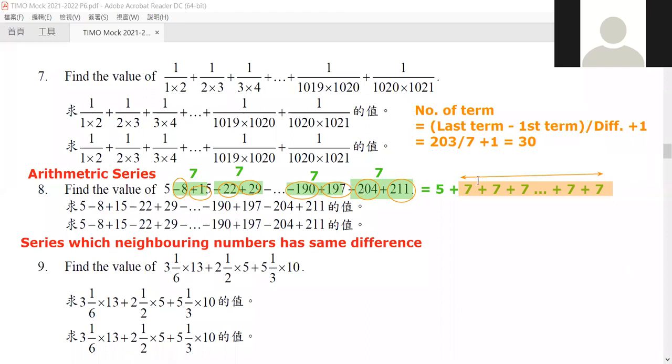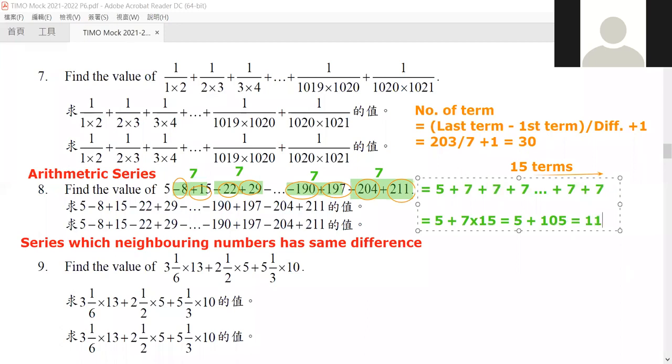Now, it doesn't mean that it has 30 sevens in here. Instead, it has only 15 sevens. Why? Because we combine each of these two terms into forming a 7. So there are only 15 sevens in here. So our answer to our question here is equal to 5 plus 7 times 15, or in other words, 5 plus 105, and hence it will be equal to 110. It is equal to 110.